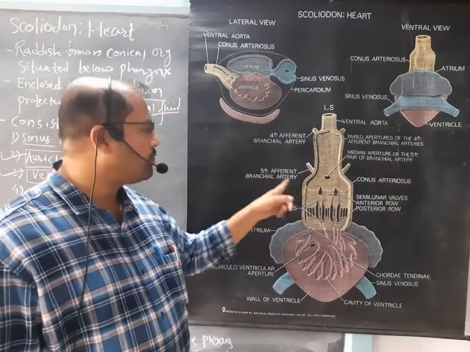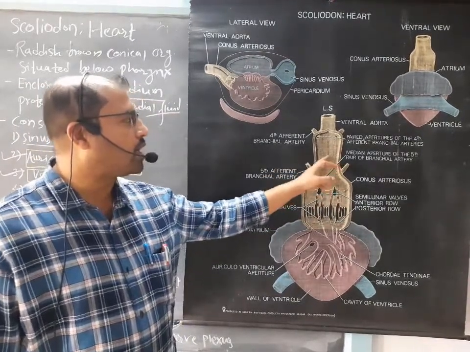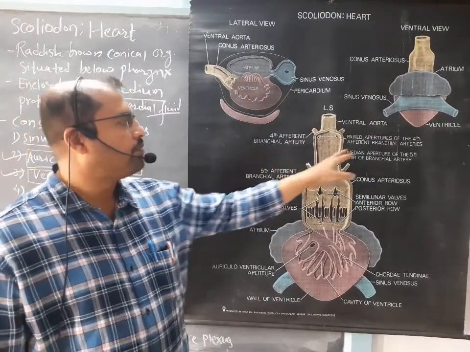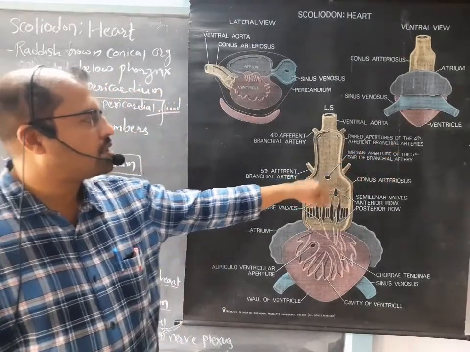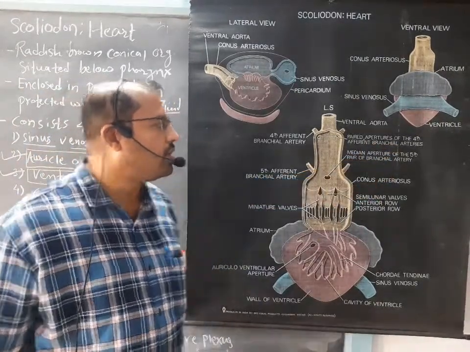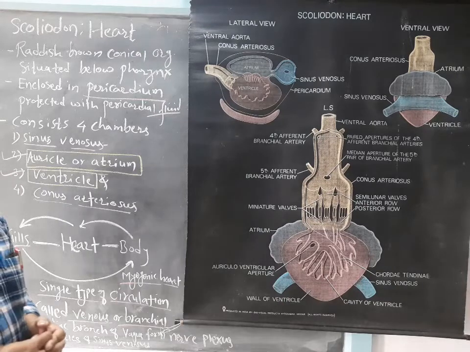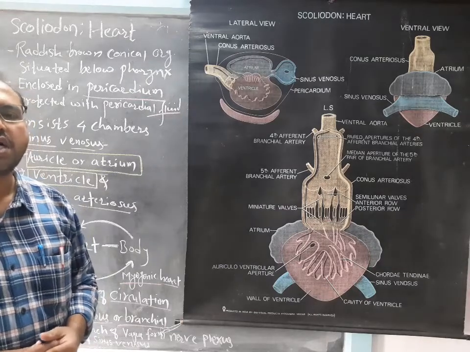The conus arteriosus has the 5th afferent branchial artery. This arterial system arises with the ventral aorta. This is the 4th afferent branchial artery. Then the paired apertures of the 4 afferent branchial arteries, then the median aperture of the 5th pair of branchial arteries. So likewise, this is about the structure of the heart of Scoliodon and the working of the heart.